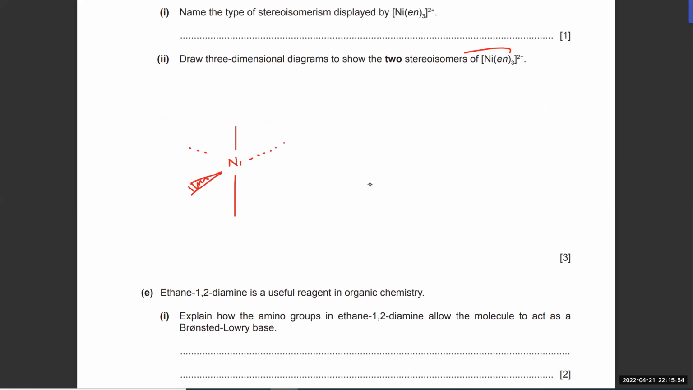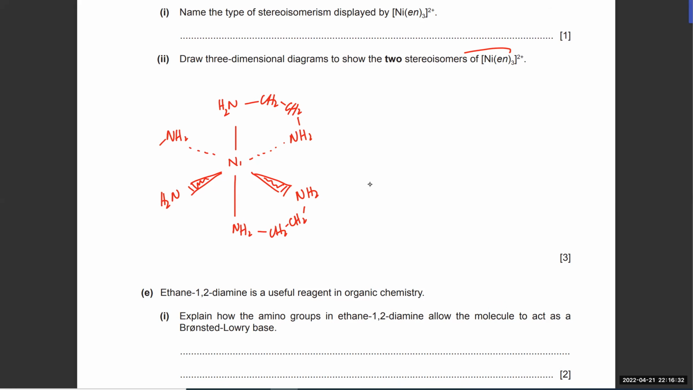These are your X, Y, and Z axes. He's saying draw the 3-dimensional structure, so you have to draw the whole thing. So it's NH2 and NH2 on this side, and there's going to be CH2 and another CH2, and they would be connected together. Then another NH2, and in the middle there are two CH2s, and over here as well.